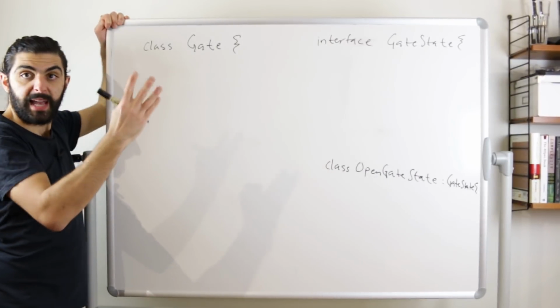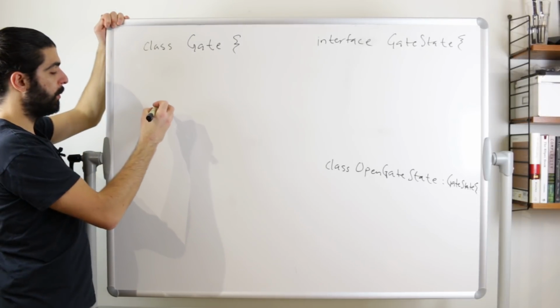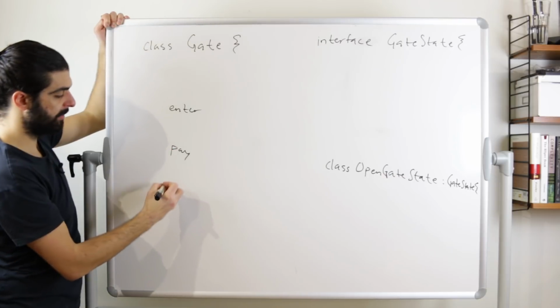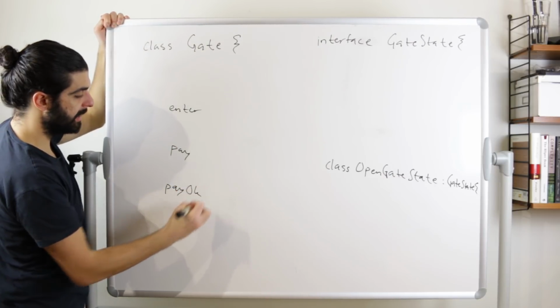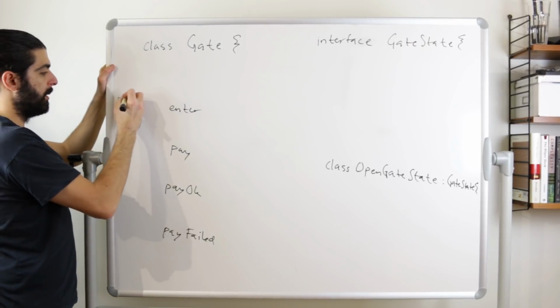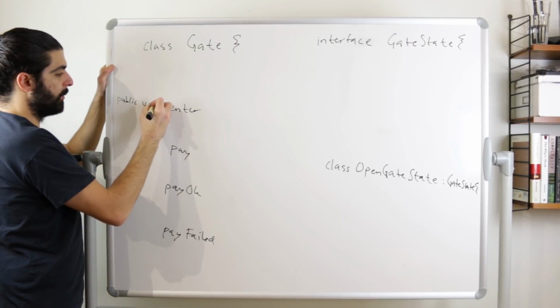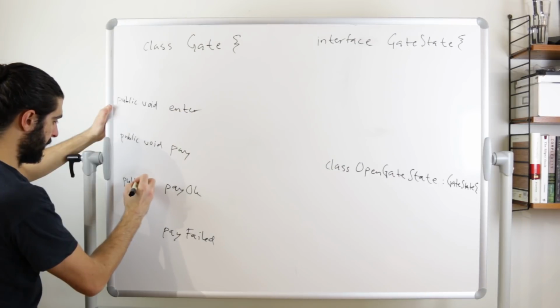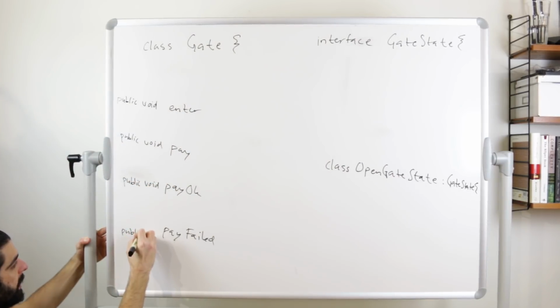Well, we know that we have these four methods. So we have the method enter, we have the method pay, we have the method pay okay, and we have the method pay failed. And these are all public methods that don't return anything, so we'll specify void. Public void, and public void.